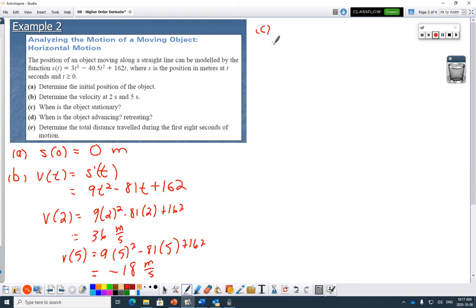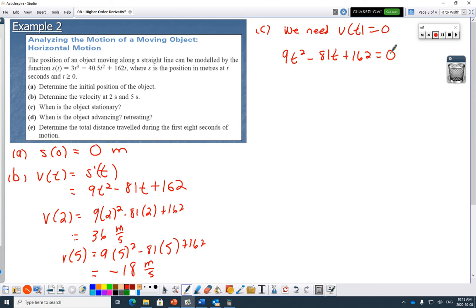When is the object stationary? We need v at t equal to 0. If you want to be stationary, we need velocity to be 0. So I need 9t squared minus 81t plus 162 to be equal to 0. And I got to say it again because it happens every year where someone gets to a question like this and they start isolating, they start moving these things over, right? So I want to go through the whole philosophy again.